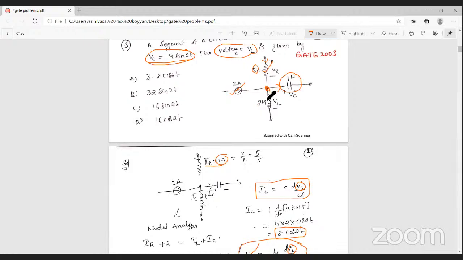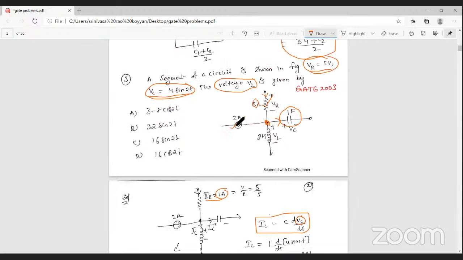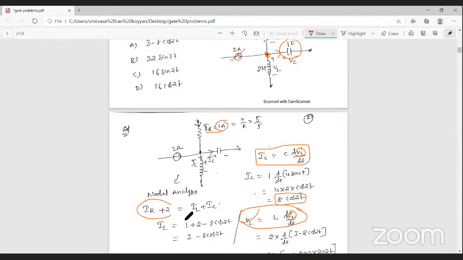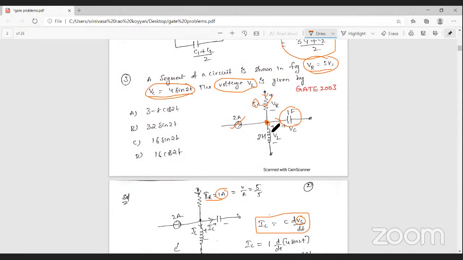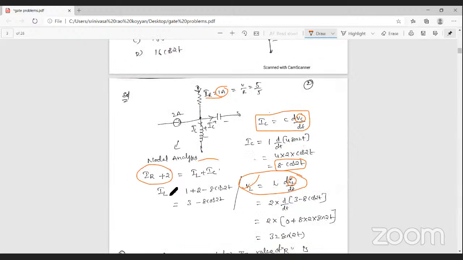Then you can apply KCL. Sum of entering currents is equal to sum of leaving currents. What is the sum of entering currents? The resistor current is an entering current, and 2 amperes is an entering current. So that's why here IR plus 2. Next, the leaving currents: the inductor current is also a leaving current. Why? Because here the terminal is positive, so the current is entering the inductor. Here also the terminal is positive, that's why the capacitor current is entering the capacitor. So that is inductor current plus capacitor current. Then finally you get what you require, the inductor current: IL is equal to IR plus 2 minus capacitor current.